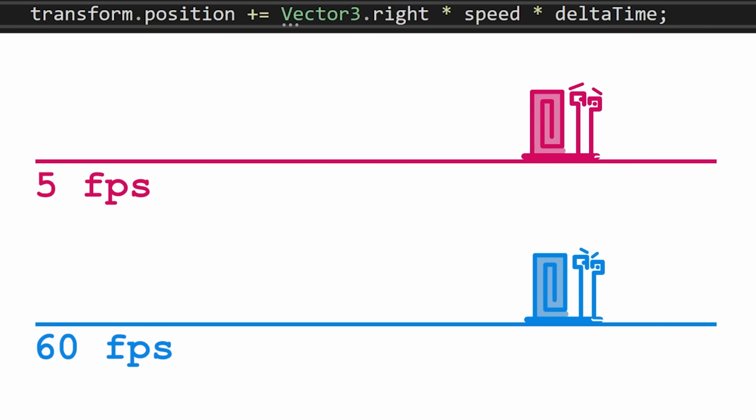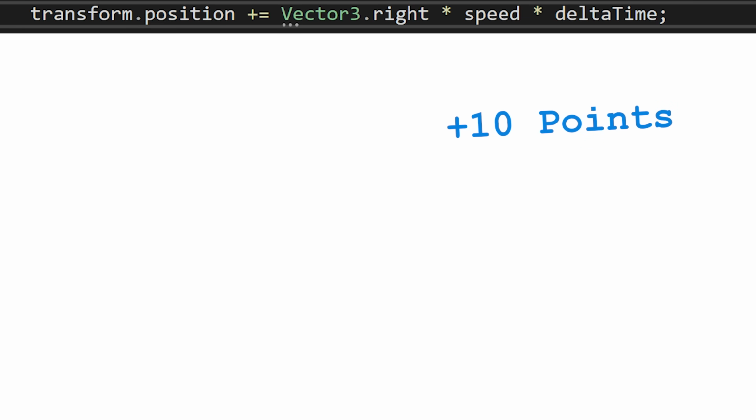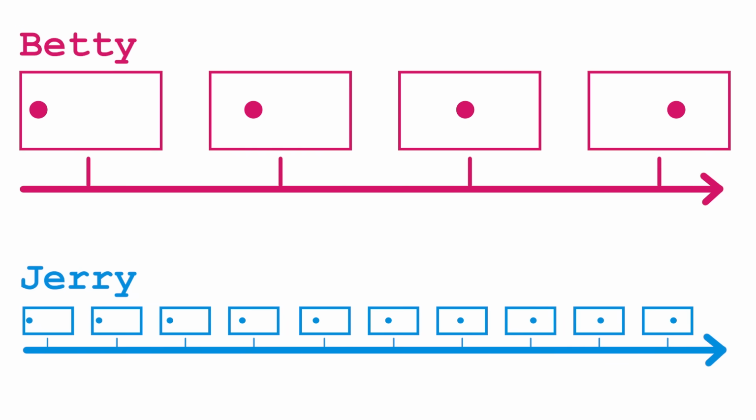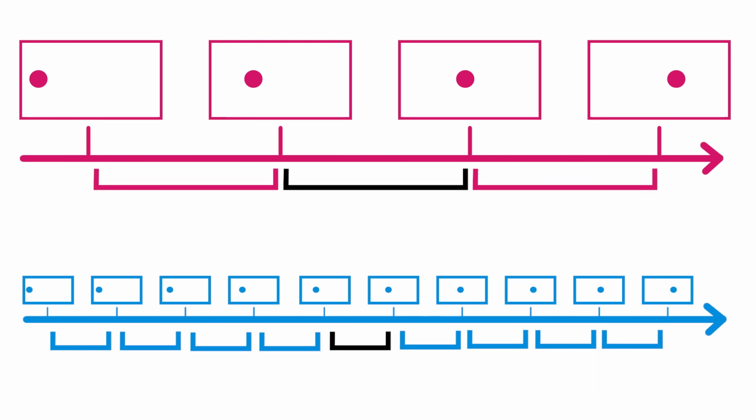So if you're participating in the test and you got this correct, then you get 10 points. Write down your points. The question is, why is this solution correct? Let's have a look at our film strips or game strips. And for this example, we actually do have consistent time intervals between the frames. For Jerry, it's about 16 milliseconds between each frame. And for Betty, it's 200.